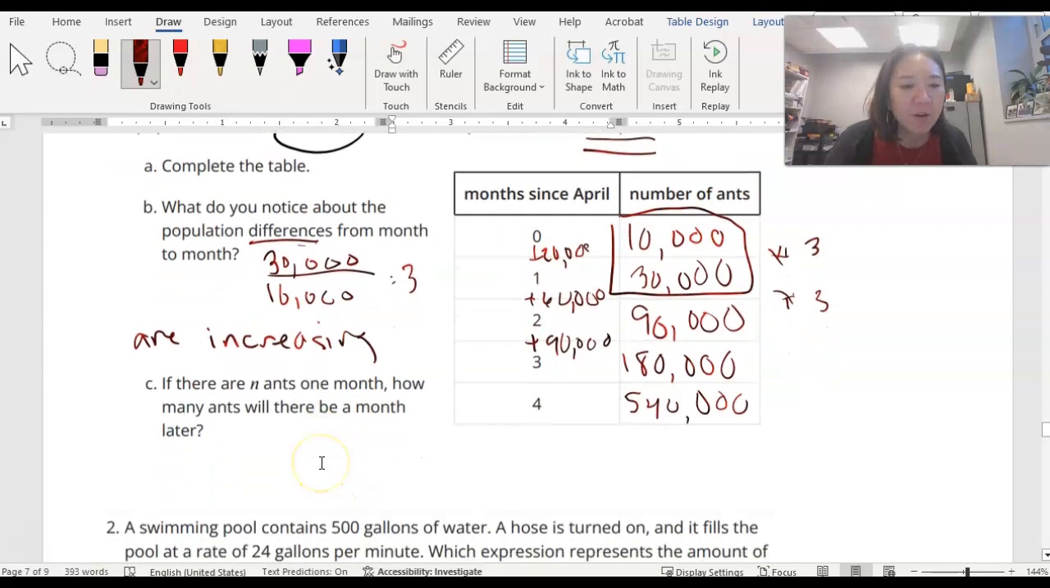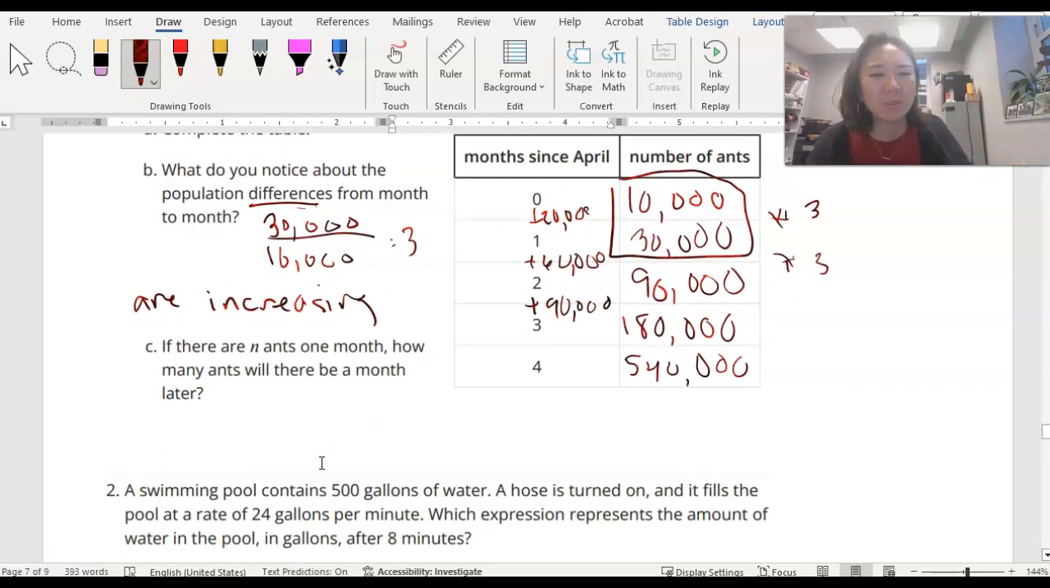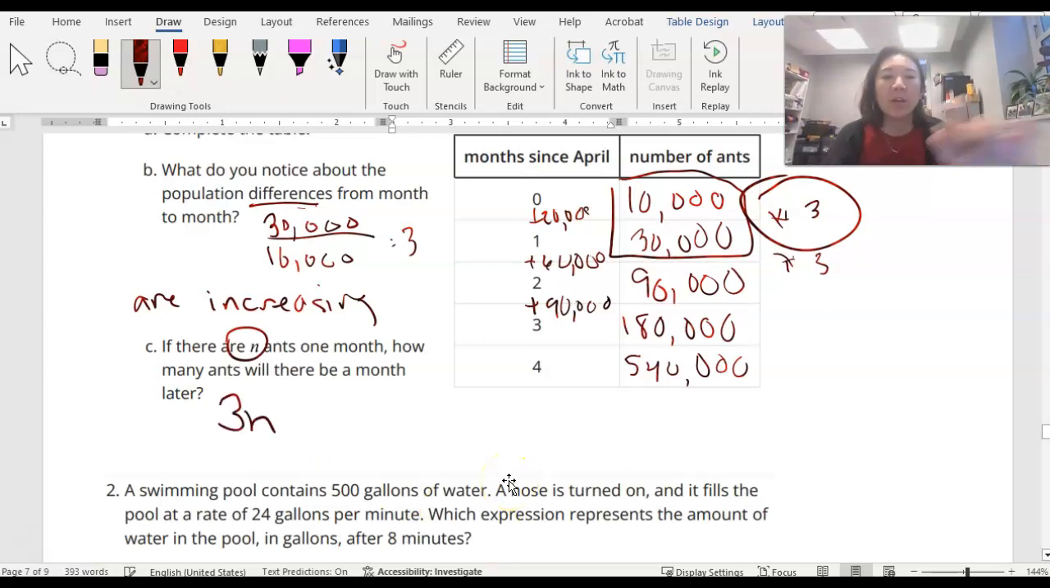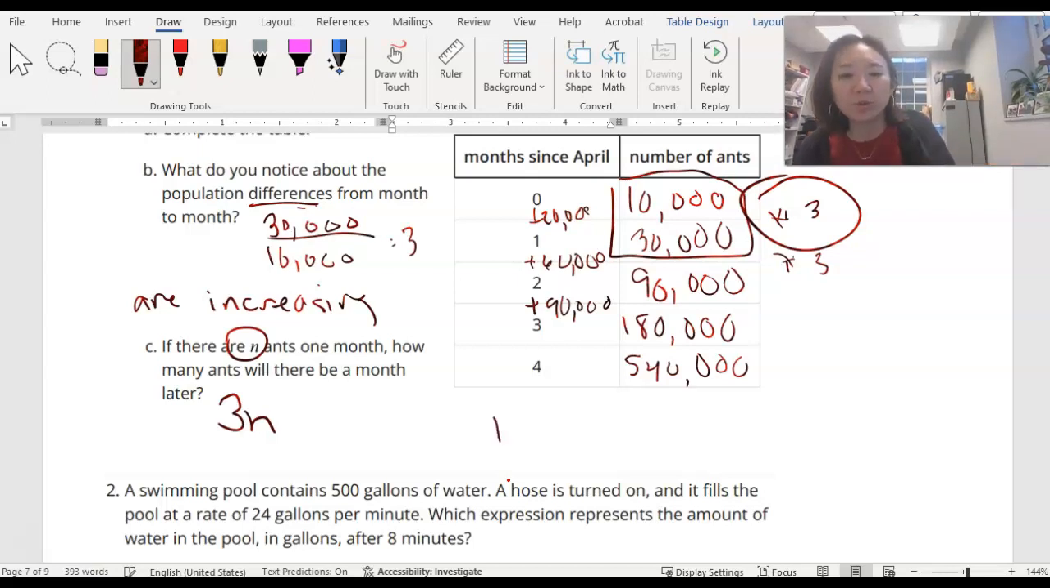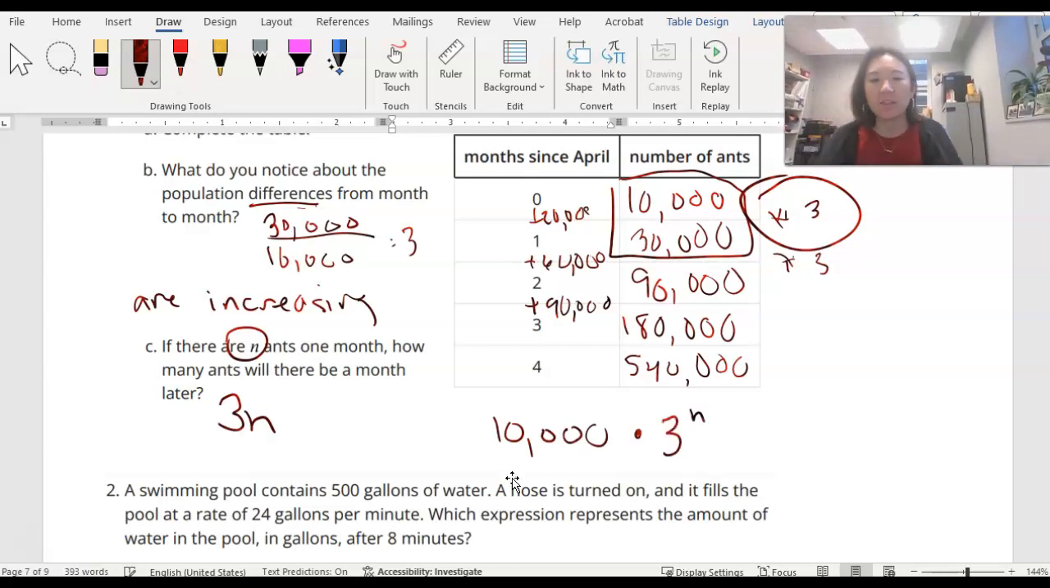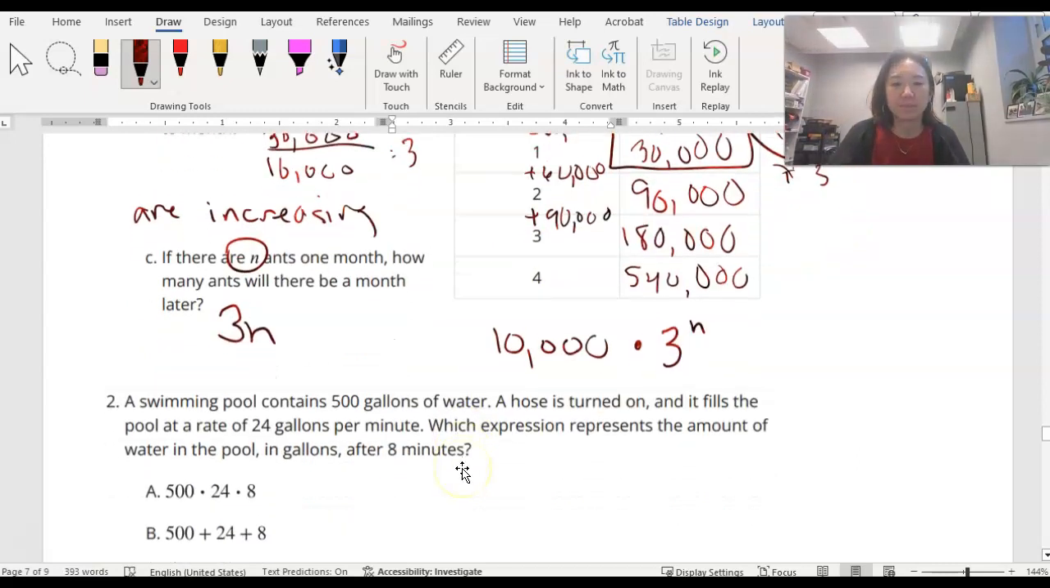Now it says if there are n ants 1 month, how many ants will there be a month later? Well, again, our factor is 3, so if we have 6 ants, for example, the next month we would have 18, so we're doing 3 times n. Now, that is not the same as the equation. This is saying if we have a number of ants in 1 month, then this would be how many are the next month. But if we want to write an equation, we would use our starting amount times, because we're multiplying, 3 to the nth number of months.